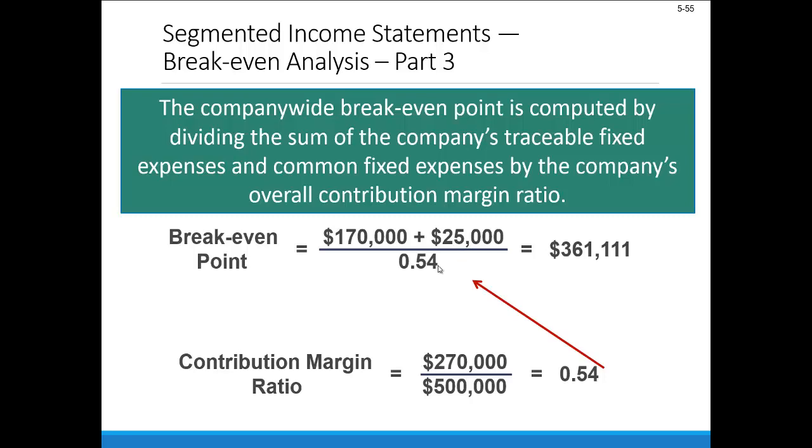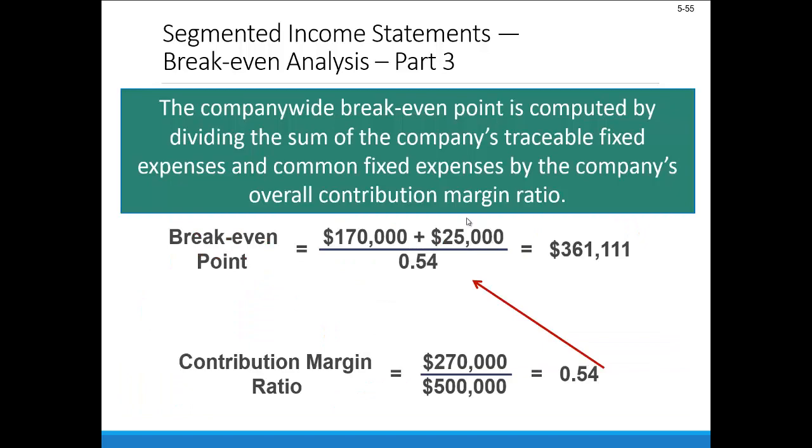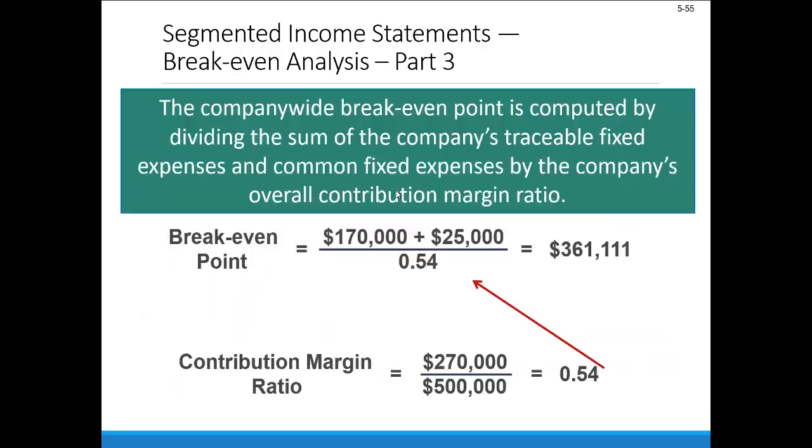So just to make sure we're clear on where this is coming from, for Weber, we've got the traceable fixed costs of $170,000 plus the common fixed cost of $25,000 for a total of $195,000. And then that company-wide CM ratio is going to be the company-wide contribution margin, $270,000, divided by company-wide sales of $500,000. Okay, so $195,000 divided by the 54% CM ratio means company-wide break-even sales of $361,000 and some change.